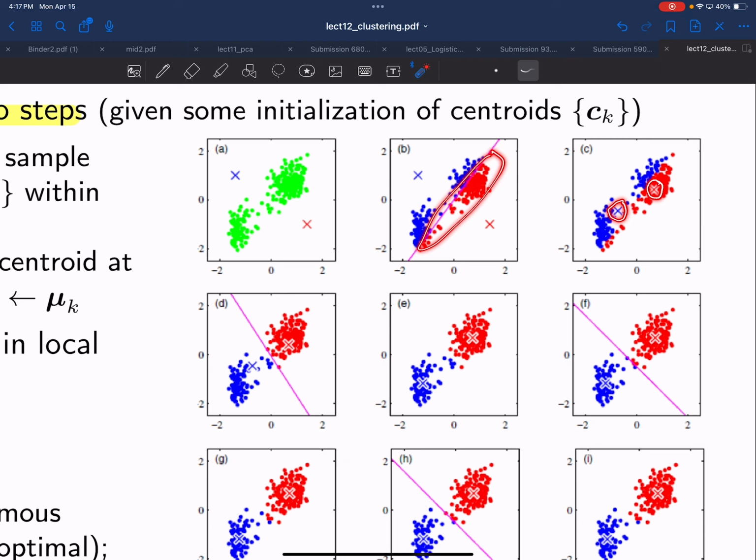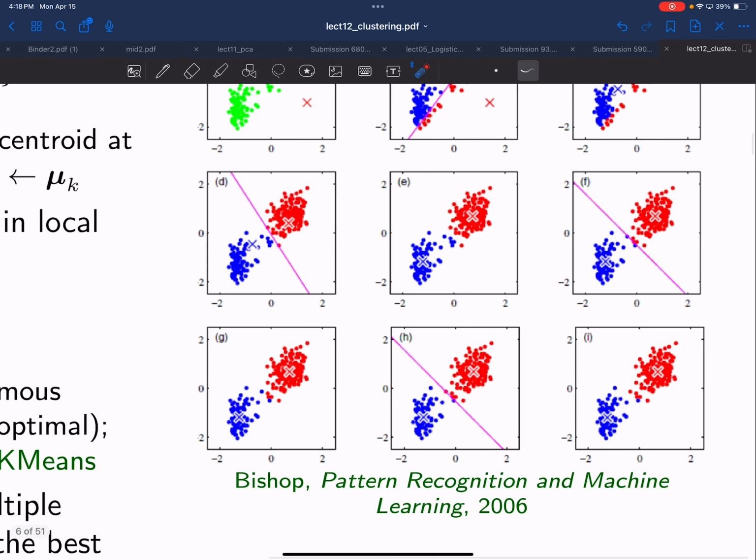And we repeat. With those new centroids, we again get the Voronoi cells. Then for all the blue samples in this cell, we compute the mean, which ends up being over here. For all the red samples, we compute the mean, which is over here. And once again, based on these, we can get the Voronoi cells. And we keep doing this.